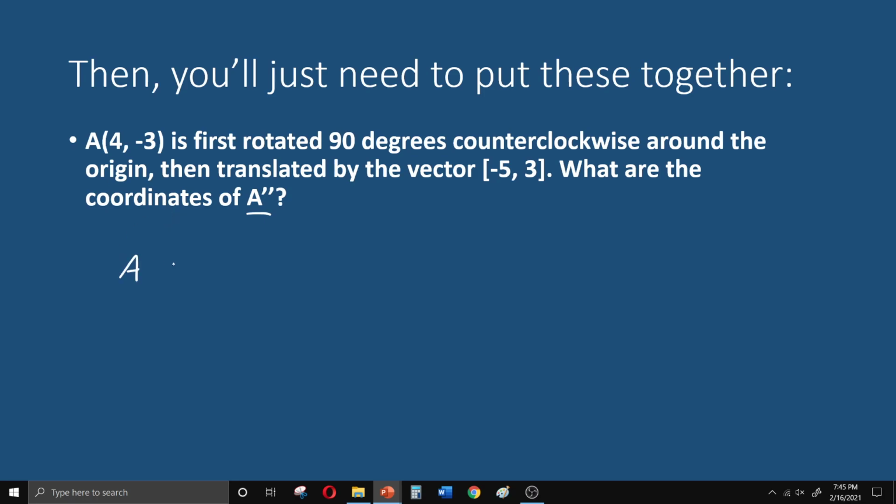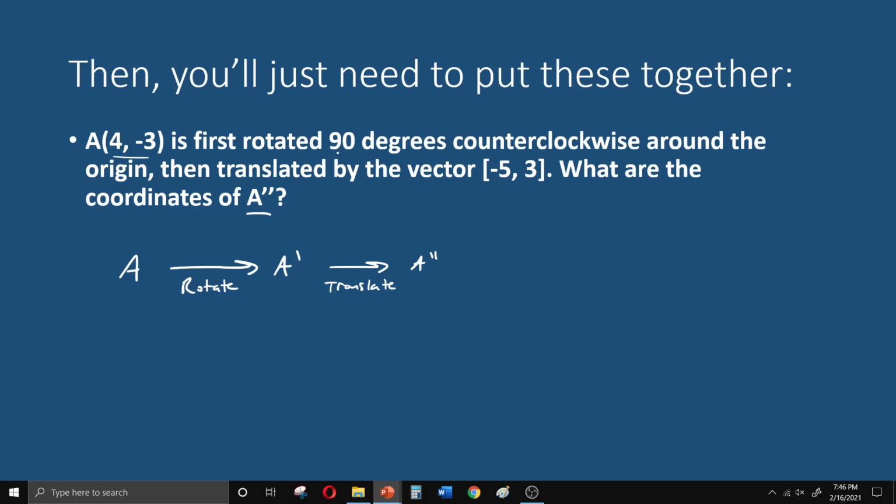So we're going to start with A. We're going to rotate to get A prime. And then we're going to take that and translate it to get A double prime. So you want to think of it as taking one point and then doing two things to it in order. And please always go in the order presented in the question, because you could get different results if you do them in a different order. You should try that sometime to see what I mean.